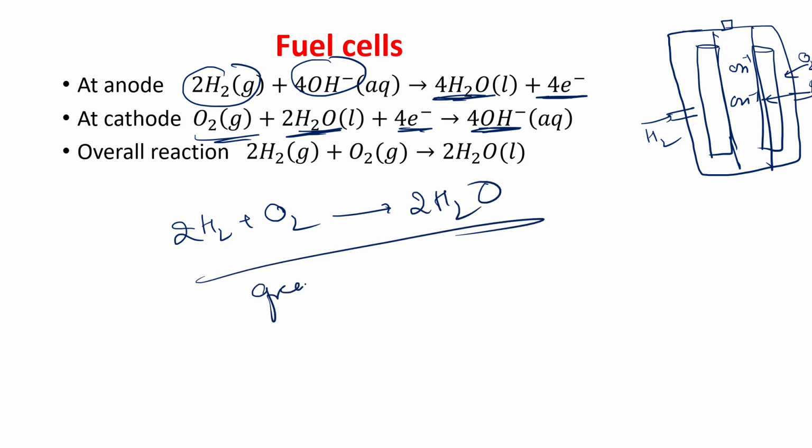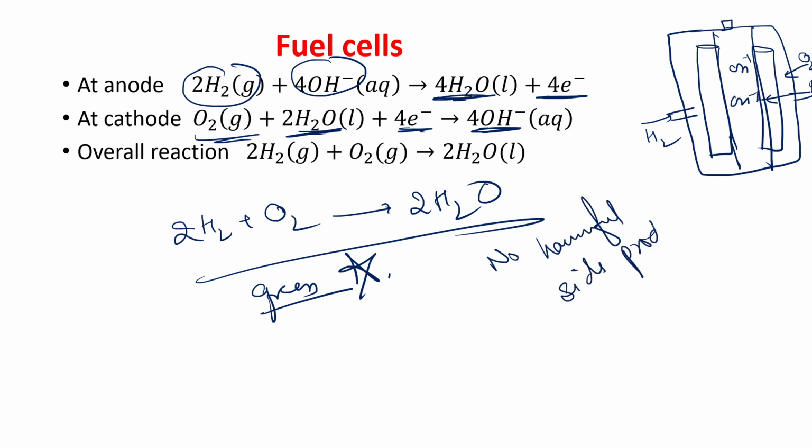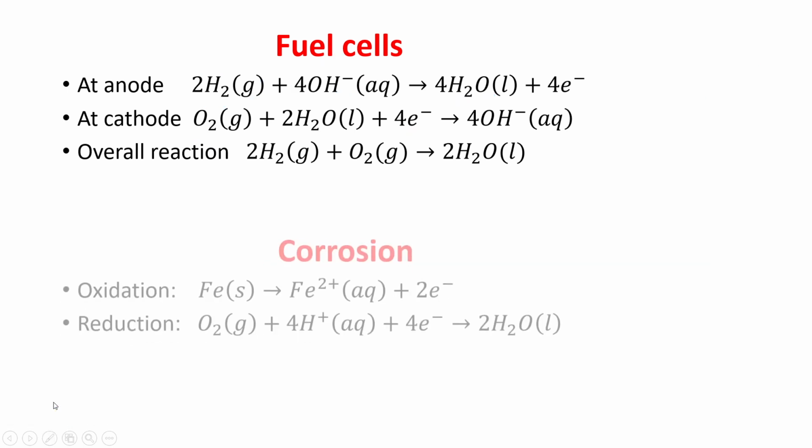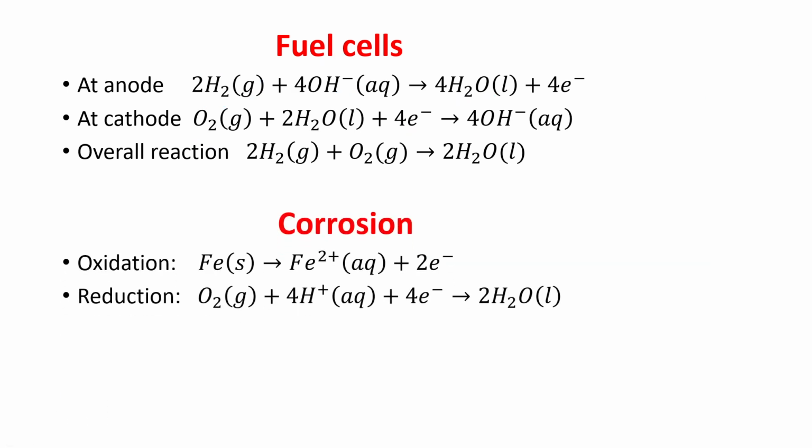This is a green fuel. It follows green chemistry. Basically, there are no harmful side products. Such cells are used in rocket fuels and everything because they do not produce any harmful products with them. And now we'll talk about the term corrosion.